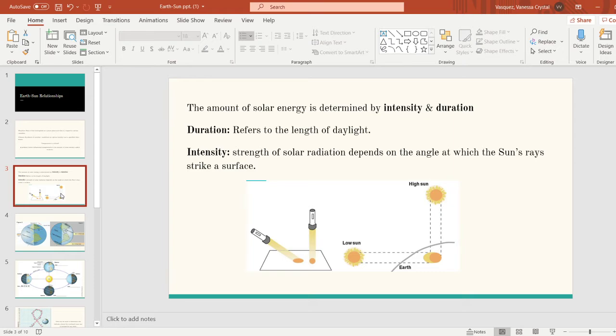Duration refers to the length of daylight, and intensity, the strength of solar radiation, depends on the angle at which the sun's rays strike a surface. For this example, we have the high sun, which is directly overhead on the Earth's surface. This produces a higher intensity compared to a lower angle, such as this low sun, which has a low intensity.